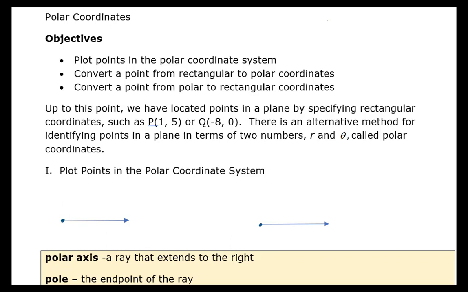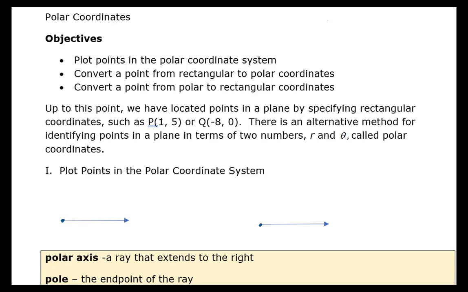In this lesson, we're going to look at polar coordinates. Up until now, we've located points in a plane by giving rectangular coordinates, so an x coordinate and a y coordinate. And now we're going to have new coordinates. We're going to have the number r and theta, and these are polar coordinates.